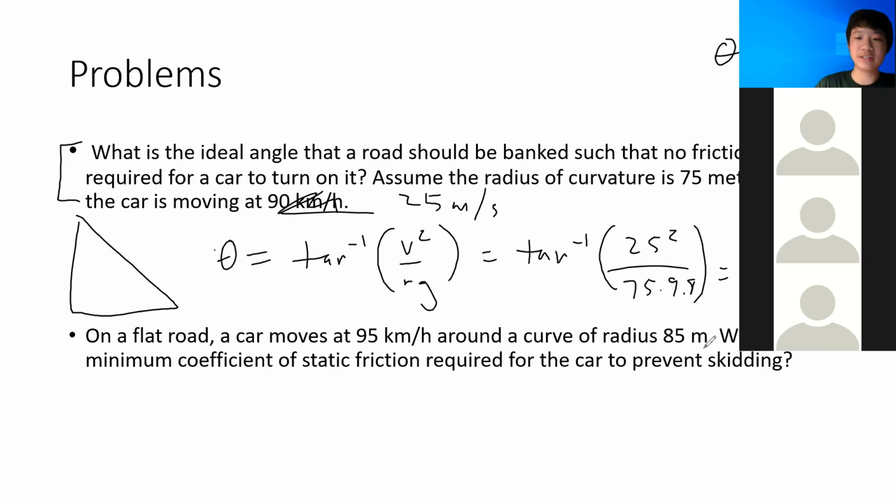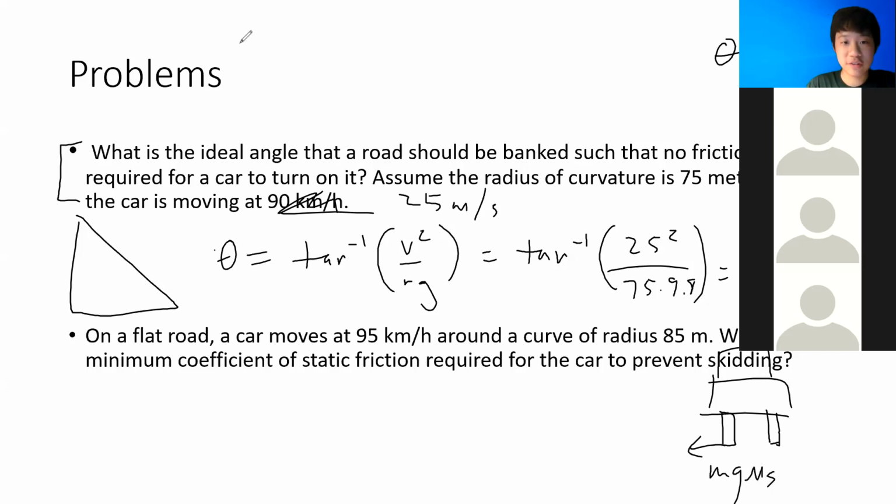Okay, now for this one, on a flat road, the car moves at 95 kilometers an hour around a curve of radius 85 meters. What's the minimum coefficient of static friction needed to prevent skidding? Well, as we know, static friction has a maximum value, right? If static friction is not enough to supply the centripetal force, then the car will skid off the track. So in this case, mg mu s will be in charge of centripetal force. So that equals mv squared over r equals mg mu s. Canceling these, mu s equals v squared over rg.